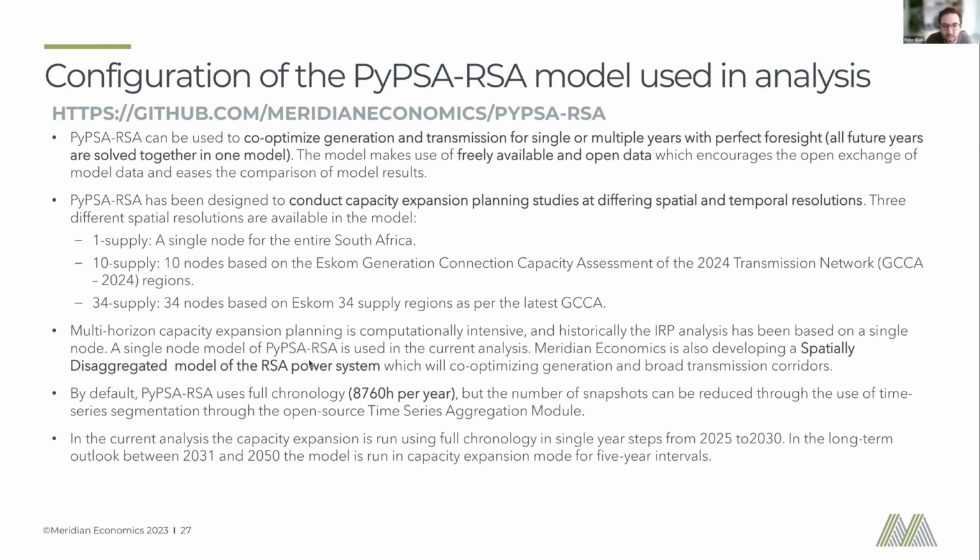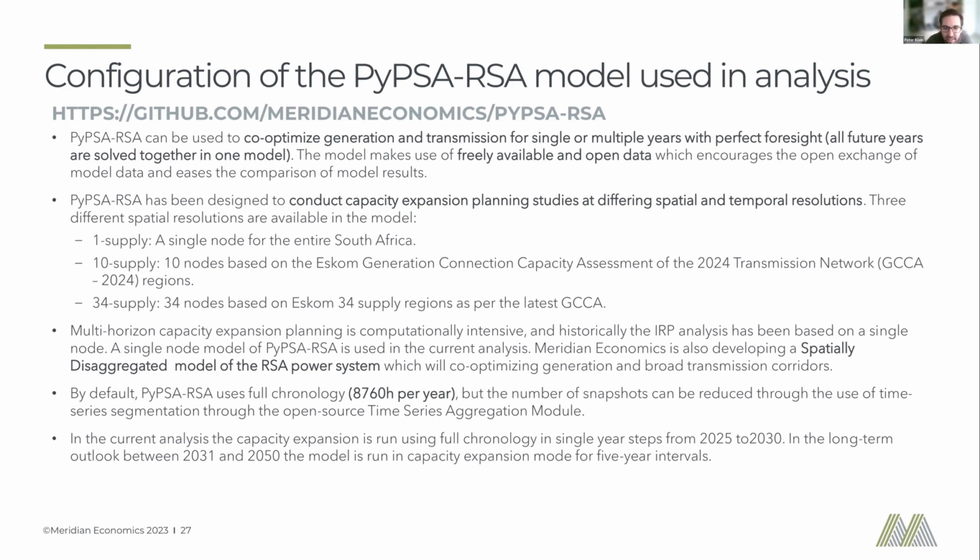By default, we have been running full chronology in our model. So we solve 8,760 hours in every year, but we don't solve every year into the future. So for our RP work, what we did was we solved in single year steps up to 2030. And then as the level of uncertainty of the future gets higher and higher, what we did was spread out the resolution more and more. So we then went in 5-year steps from 2030 to 2050, for example.